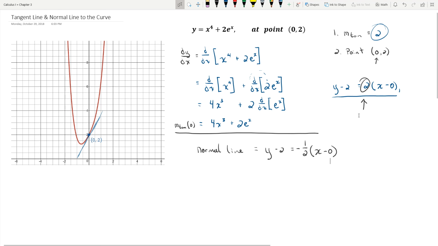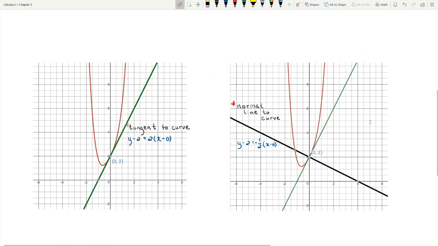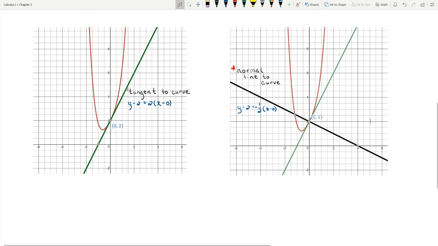So I went on Desmos and pulled those up so you can see what we did. And on the left, as you can see, this green line is the tangent line to the curve at point 0, 2. When we took the opposite and inverse of the slope, that created this secondary line that is perpendicular to our tangent. It also passes through the point 0, 2.